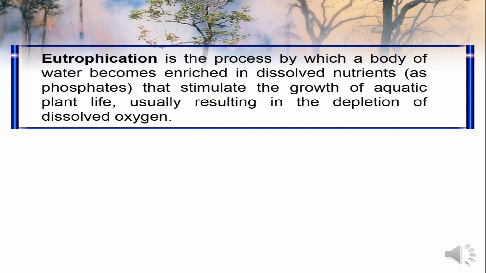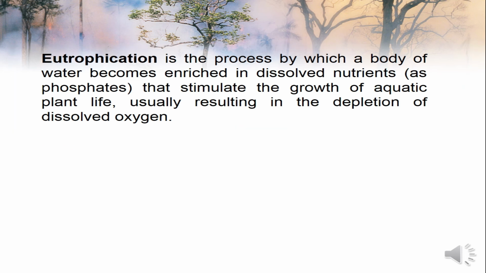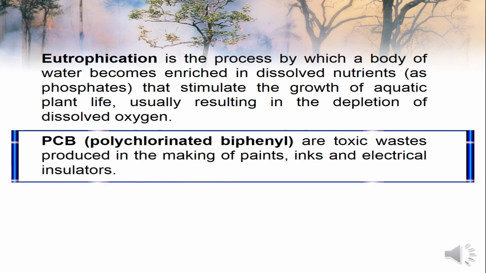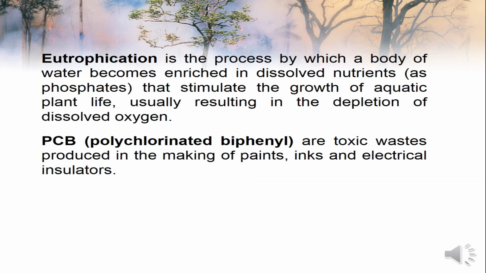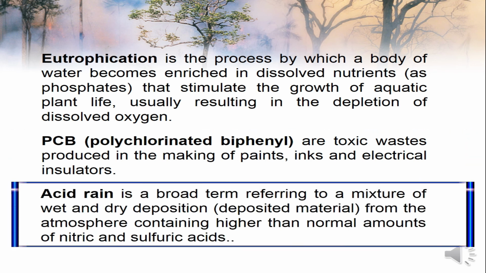Eutrophication is the process by which a body of water becomes enriched in dissolved nutrients such as phosphates that stimulate the growth of aquatic plant life, usually resulting in the depletion of dissolved oxygen. PCB, or polychlorinated biphenyl, are toxic wastes produced in the making of paints, inks, and electrical insulators. Acid rain is a broad term referring to a mixture of wet and dry deposition from the atmosphere containing higher than normal amounts of nitric and sulfuric acids.